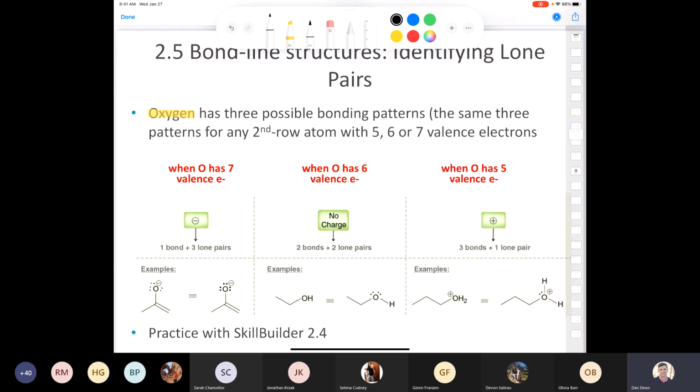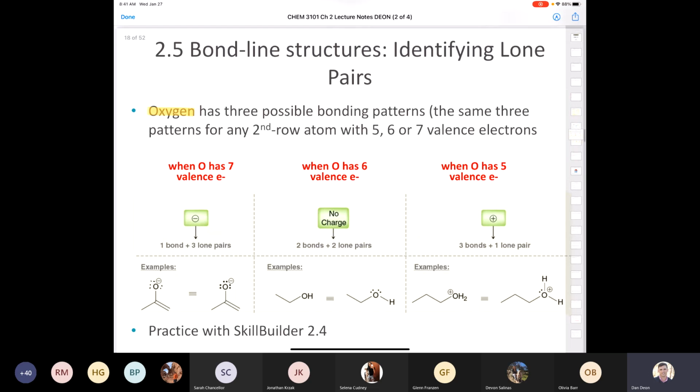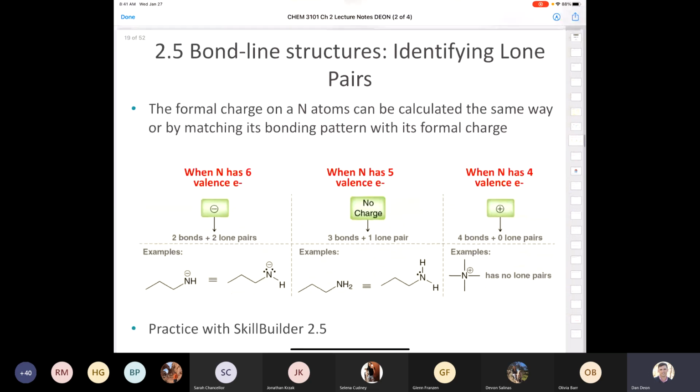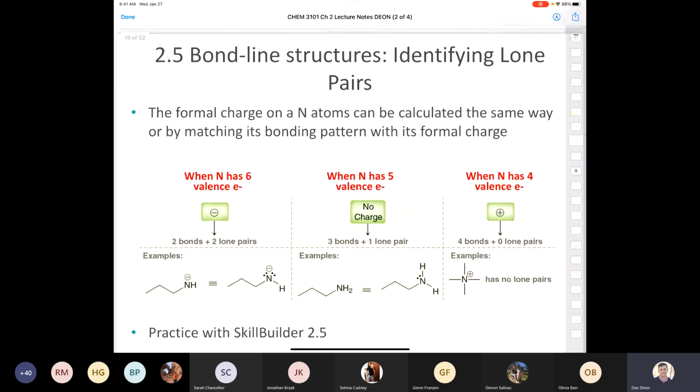Anyhow, when oxygen has 2 bonds and 2 lone pairs, it's got no charge, just like in water or ethanol, which is shown here. And when the oxygen has 3 bonds and 1 lone pair, it's going to have a positive charge. We use the exact same formula that we did on the last slide and we did in chapter 1. If we look at nitrogen, if nitrogen has 2 bonds and 2 lone pairs, it's going to have a negative charge. We see that over here.